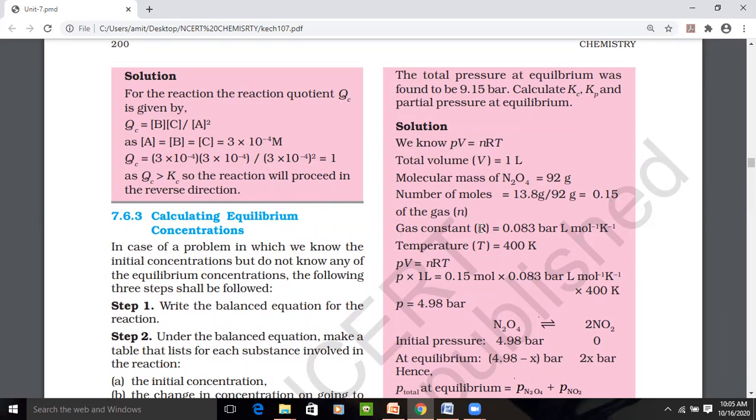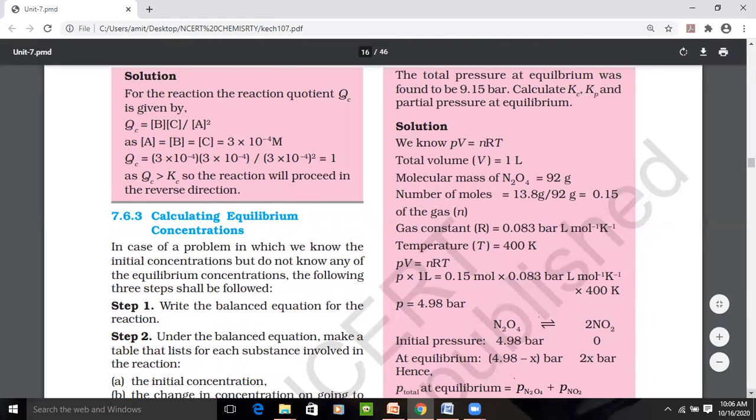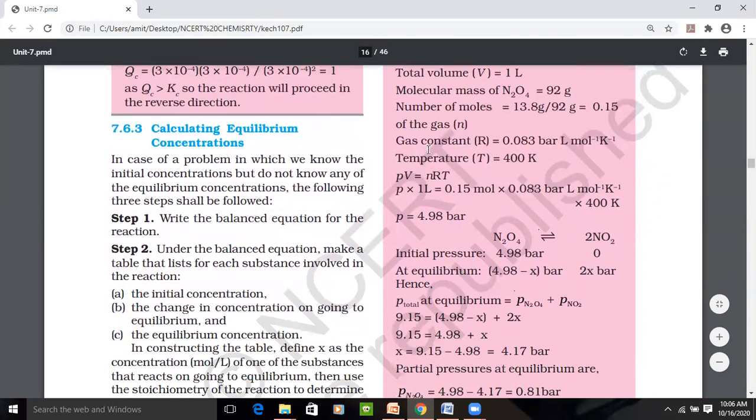Gas constant R, this is the Rydberg constant, and we know the value of capital R because this is a constant for the ideal gas equation. That is 0.083 bar liter mole inverse Kelvin inverse. Temperature is already given here, 400 Kelvin. So we substitute all the quantities into the PV is equal to nRT formula, and we get the pressure 4.98 bar here.